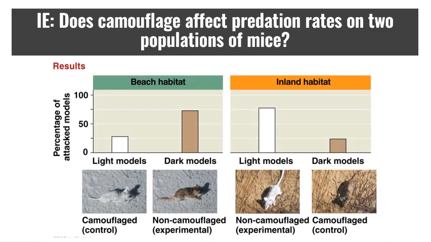We have a beach habitat and an inland habitat, and we can see that the light models have camouflage in the beach, and the dark models have camouflage in the inland habitat. Okay, what this did, we looked at the percentage of attacked models, and you can see that the models that are non-camouflaged are much more likely to be impacted by the predators attacking them, and we can conclude that the results are consistent with the prediction that the mouse models with camouflage coloration would be preyed on less often than those non-camouflaged mouse models. So the experiment supports the camouflage hypothesis.